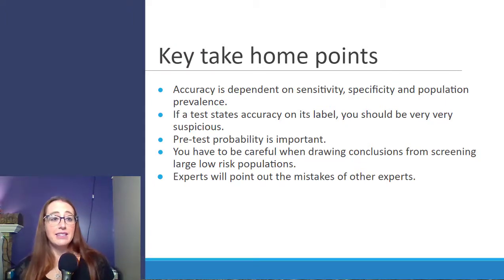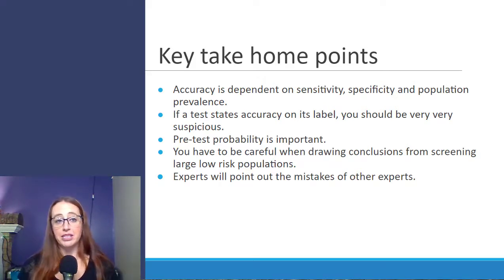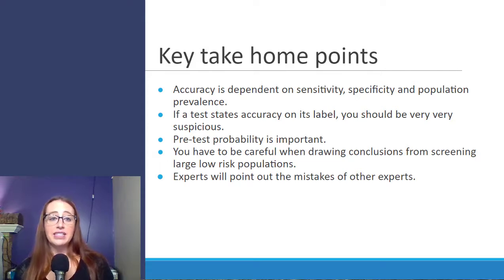This has been a pretty dense video, so let's do some key take-home point summaries. The accuracy of a test is dependent not just on how good the test is, but also on the prevalence of the disease in the population. A test which is 99% specific and sensitive may sound really good, but if it's done on a population with extremely low rates of the disease, it may still produce mostly false positives.